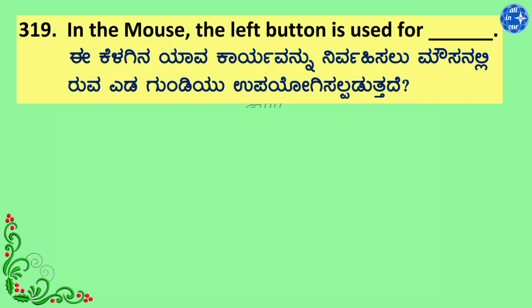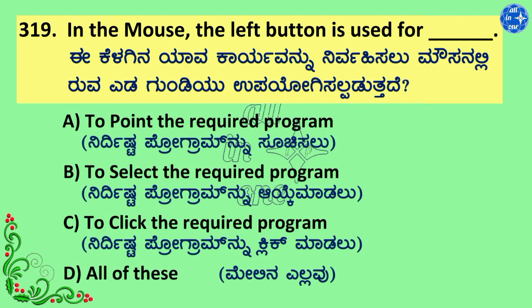Question: in the mouse, the left button is used for dash. Option: to point the required program, to select the required program, to click the required program, and all of these. Right answer is all of these.